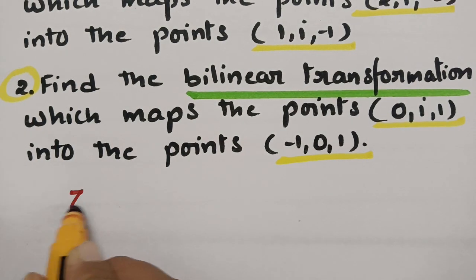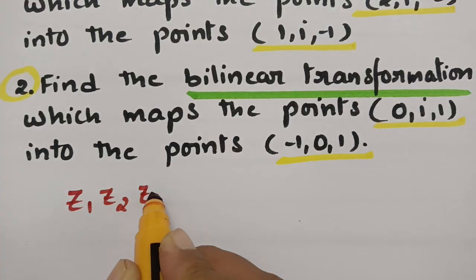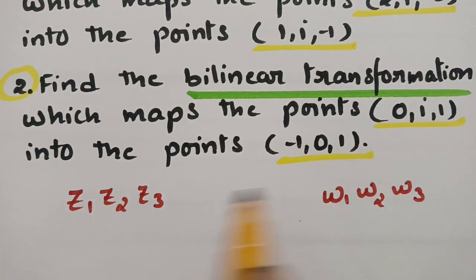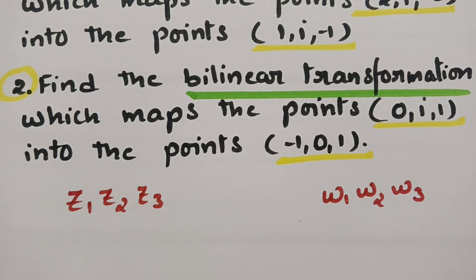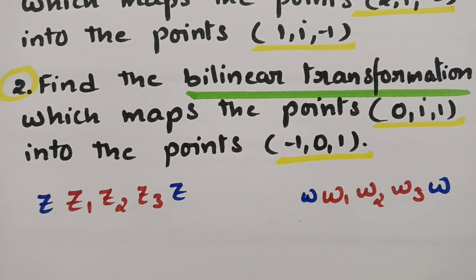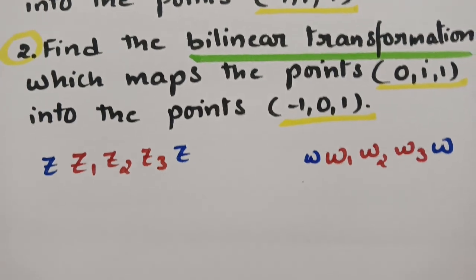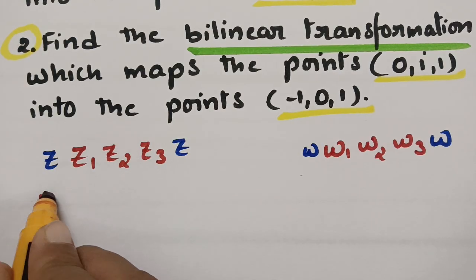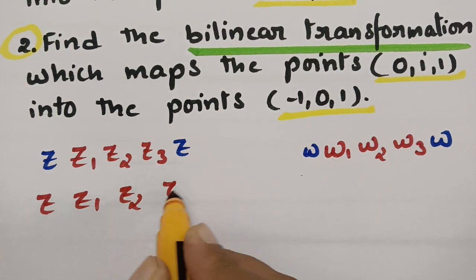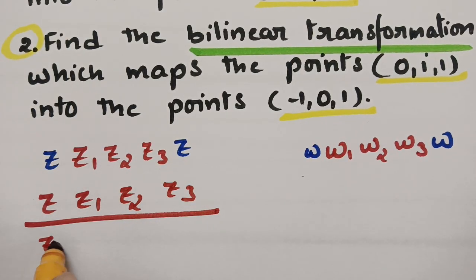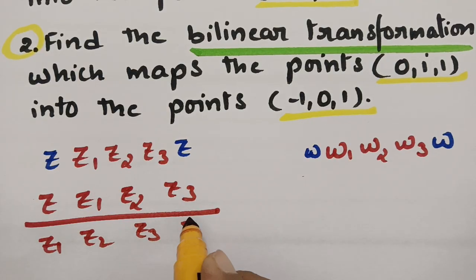Here are the general points z1, z2, z3, and here are the image points w1, w2 and w3 of the general points z1, z2, z3. How to remember this formula? In order to remember it, please add z on either side, and add w on either side. First, we take the four points z, z1, z2, z3, divided by, next, these four points: z1, z2, z3, z.